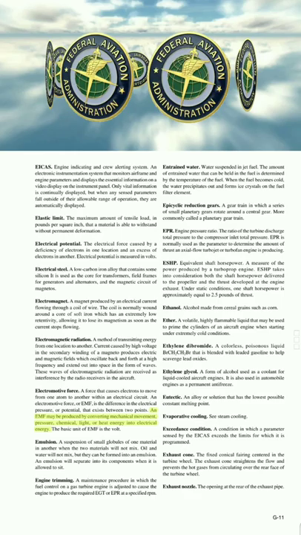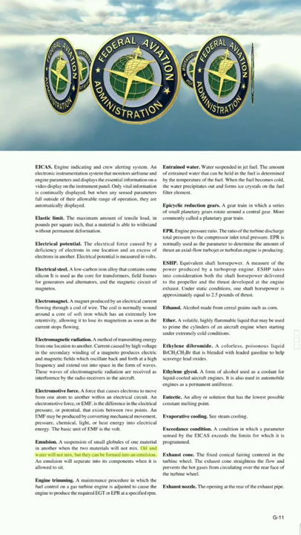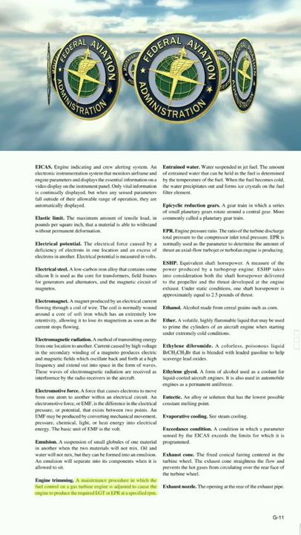Emulsion. A suspension of small globules of one material in another when the two materials will not mix. Oil and water will not mix, but they can be formed into an emulsion. An emulsion will separate into its components when it is allowed to sit. Engine trimming. A maintenance procedure in which the fuel control on the gas turbine engine is adjusted to cause the engine to produce the required EGT or EPR at a specified RPM.